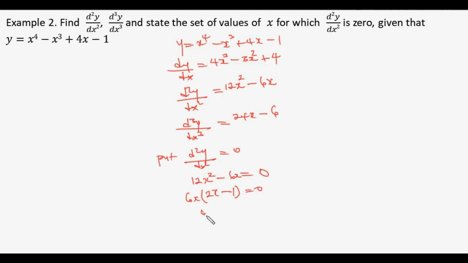So we now have 6x is equal to 0, or 2x minus 1 is equal to 0. So we have 6x divided by 6, we still have x is equal to 0, or 2x is equal to 1, x is equal to half. So our set of values, x is equal to 0, or x is equal to 1 over 2. So that's our answer for this question.